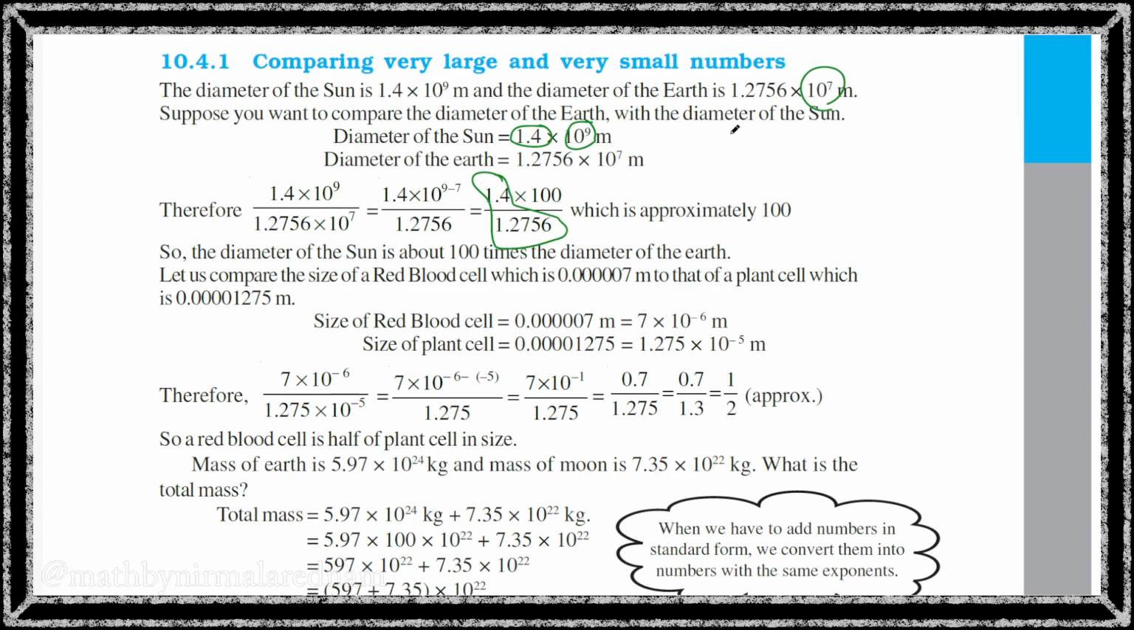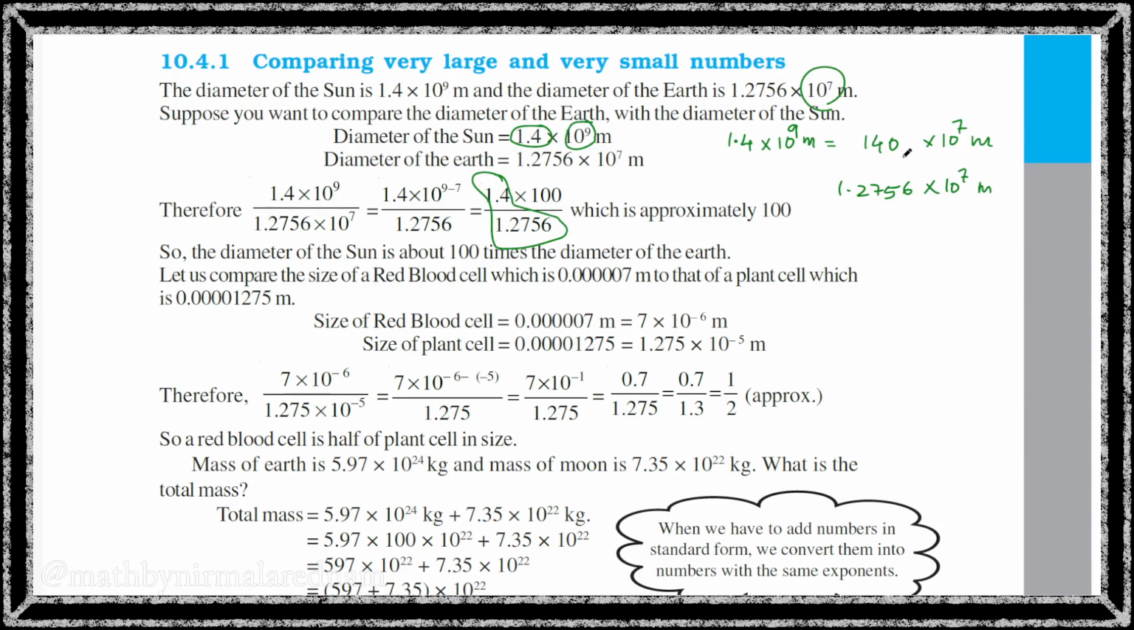So if I write 1.4 into 10 power 9 in terms of 10 power 7, that means I am taking away two zeros. 10 power 9 is 10 power 7 into 100, and I'm going to write it over here. If I multiply this with 100, I'm going to get 140, right? Now if I have to compare this number with 1.2756 into 10 power 7, it's going to be very easy. You can clearly see that this is the greater number.